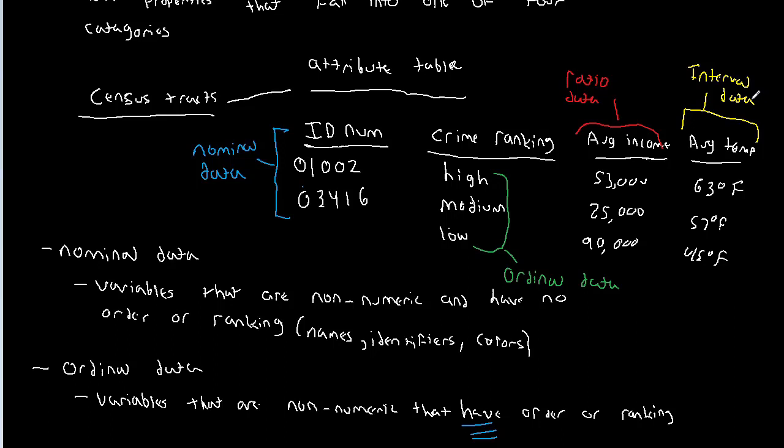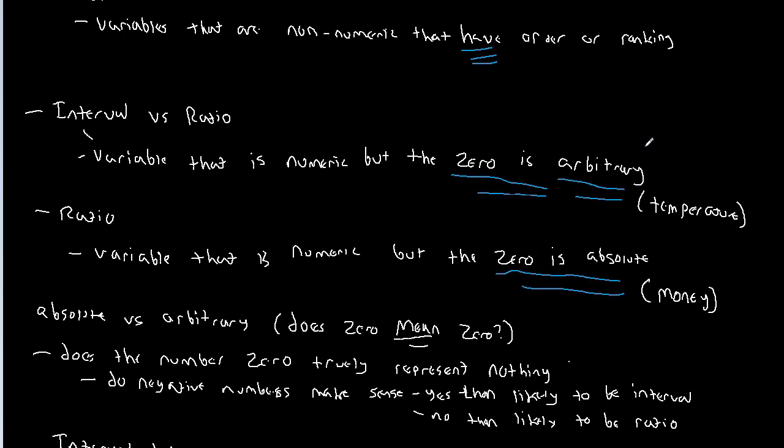Okay, so hopefully this made sense. Just to recap, nominal and ordinal are non-numeric. Nominal has no implied order or ranking at all, so it's things like names, identifiers, and colors. Ordinal data is non-numeric, but it has a ranking, so we can typically order the data by some rank. The numeric data options we have are interval and ratio. Interval being defined as having an arbitrary 0, meaning that the 0 does not truly mean nothing. And ratio being an absolute 0, meaning that it truly does mean nothing.